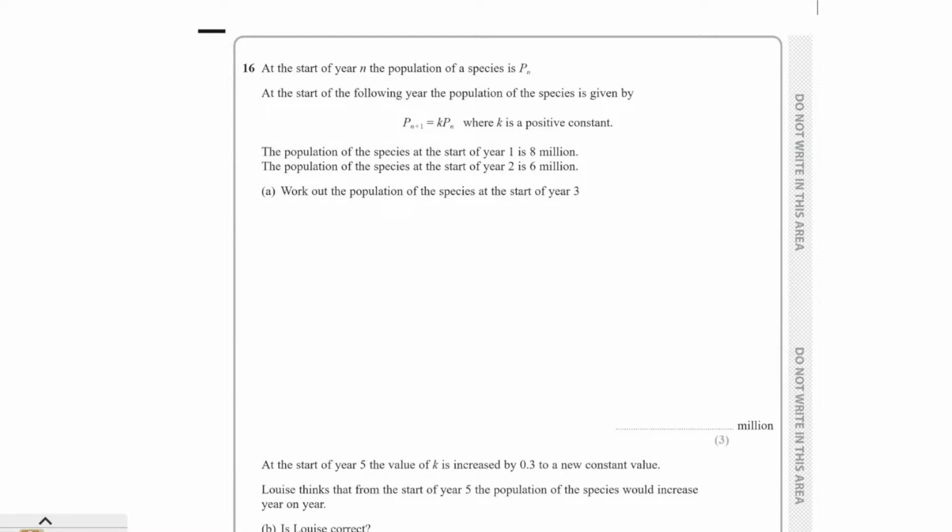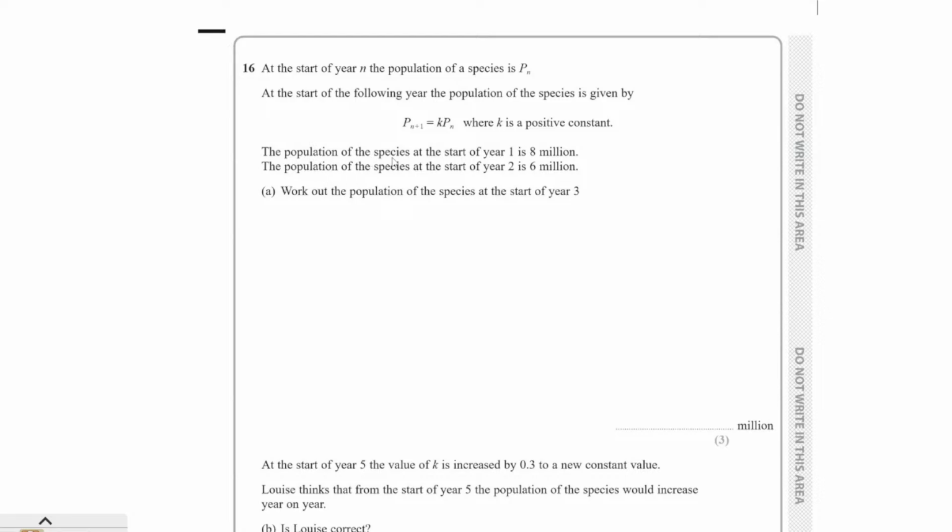Okay, question 16. So, at the start of year n, the population of a species is Pn. At the start of the following year, the population of the species is given by, so they're saying this basically means the following year is equal to k times the original year, the previous year. Okay, that's what that translates to. To get the population for the following year, you take the population of the previous year and you multiply it by whatever k is. Now they've said k is a positive constant, just so we know.